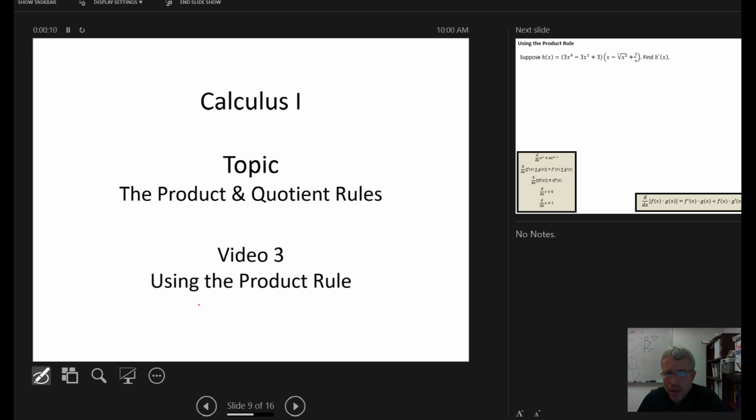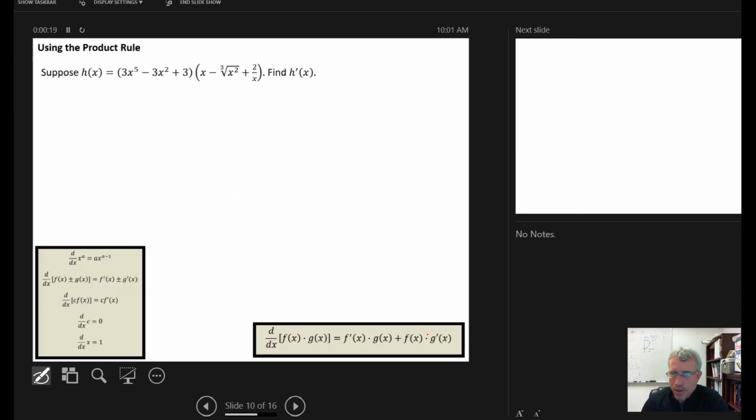So in the first two videos, we derived the product and quotient rules. And in this video, we're going to go ahead and use the product rule to find the derivative. So the product rule is sitting down here. The product rule simply says that if you want to find d dx, or the derivative of the product of two functions, we simply take the derivative of the first function times the second, plus the first function times the derivative of the second.